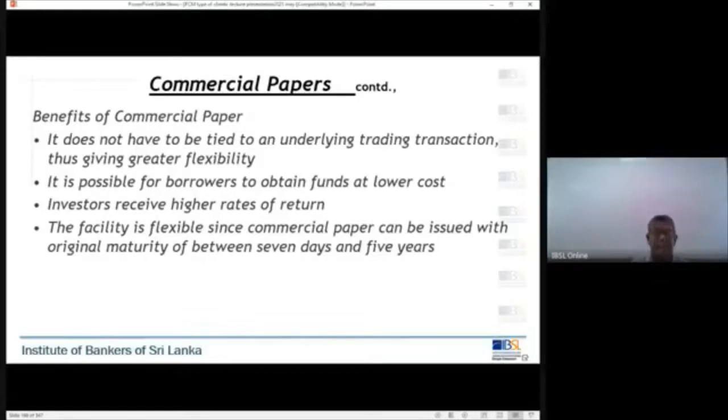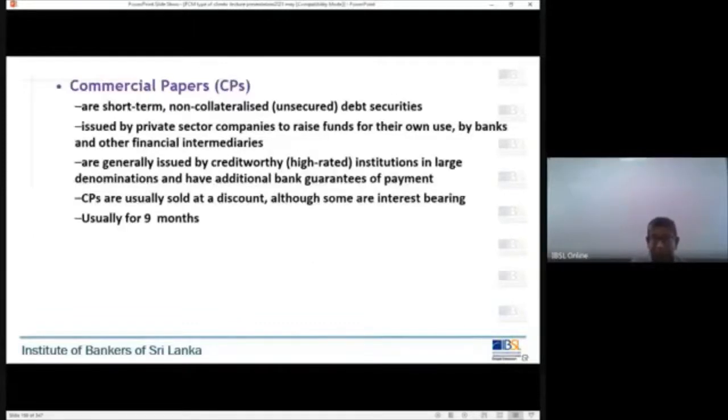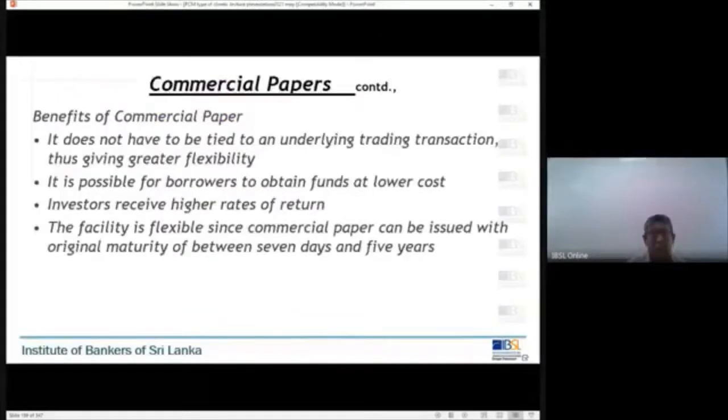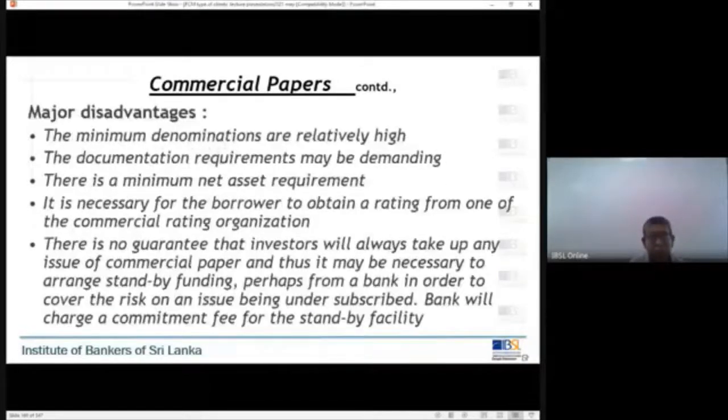High returns mean high rates. But why? Because those are more risky products, right? There's no guarantee. Remember, one of the characteristics is unsecured. So if the company collapses, you won't get any money. So you are going for high risk products, therefore high return. So that is one of the benefits investors receive, the rate of return. So what are the disadvantages? As I told you, because it is not collateralized, you are going to face a high risk.